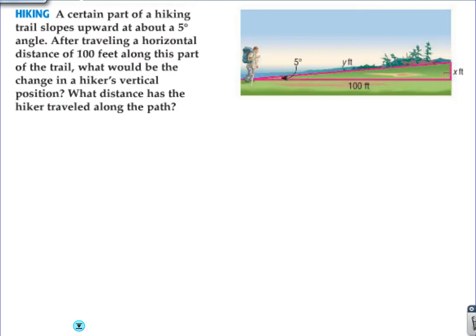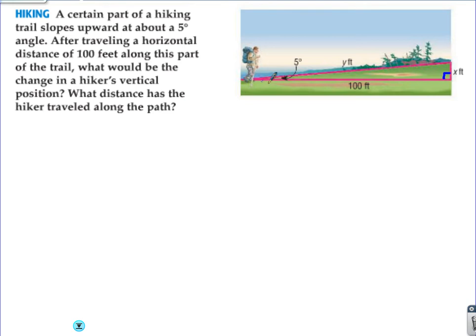And that's the reason we're going to pick up with this word problem here and actually use what we did yesterday, and notice something very important that'll mean more to you by the end of the day. We're still dealing with a right triangle. It says a certain part of a hiking trail slopes upward at about a 5-degree angle. That's not a very steep slope, right? After traveling a horizontal distance of 100 feet.